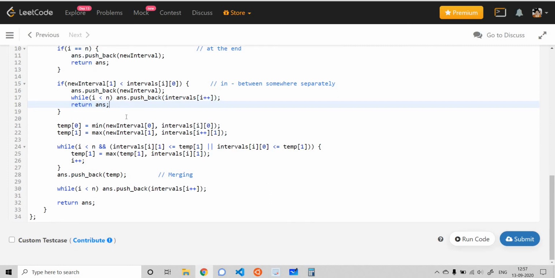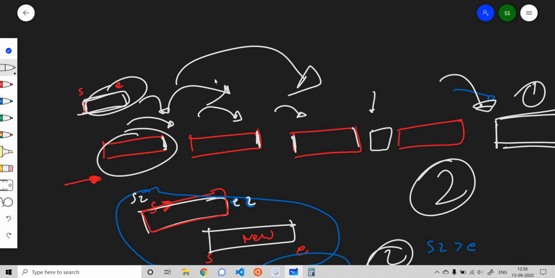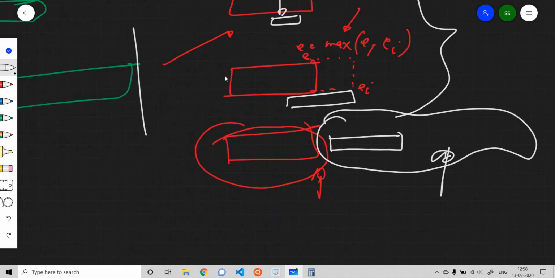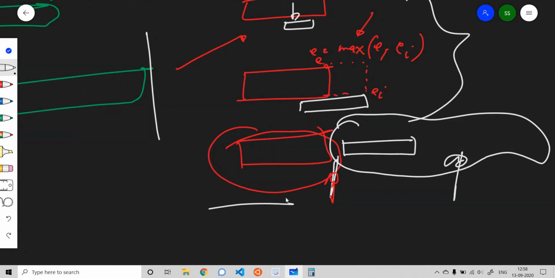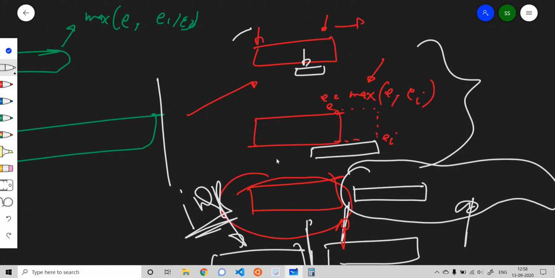Now for the third case, if we have come to this point, it means we need to merge it with some intervals. So this is the starting and ending point of my interval, which is currently being merged to only one interval. Now I'll keep traversing ahead till I find this third case, where I see this is my merged interval and the next interval is completely outside the range of this one. Only then I would be inserting it in my answer vector. Otherwise I'll be merging that interval with my current interval like this.